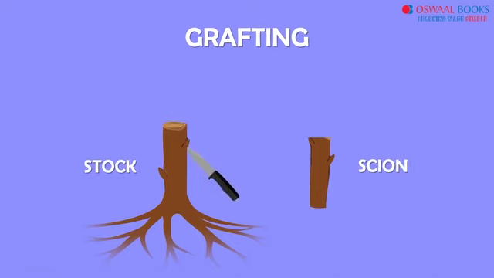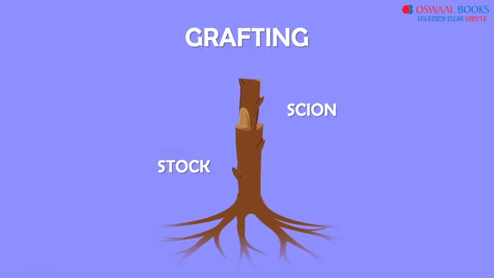A slanting cut is made on the main plant, and a similar cut is made at the base of the scion. Both these are placed one above the other, and we should be careful in placing their cambium or their vascular tissues in an aligned manner. They act like pipes which will help transport materials to the new scion. In case it does not align, the scion will wither due to lack of nutrition.